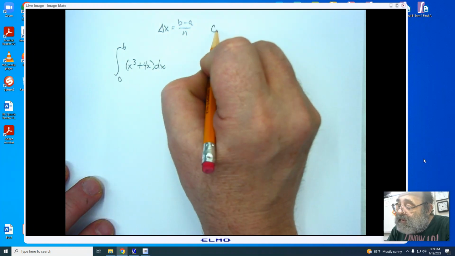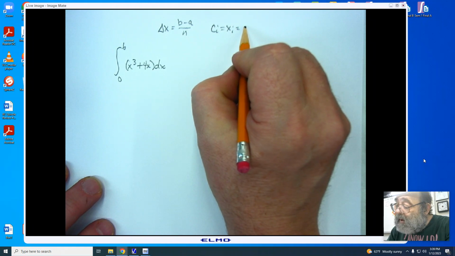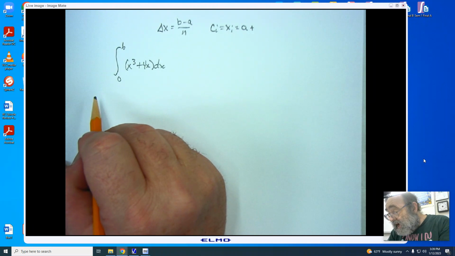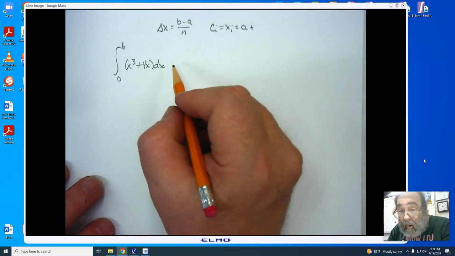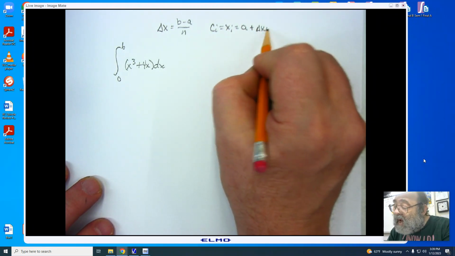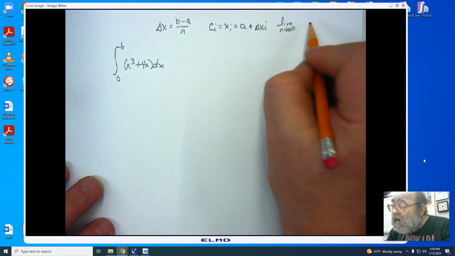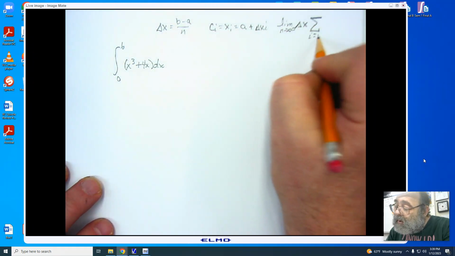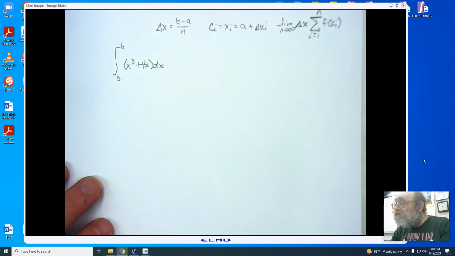We're then going to find our c sub i, or x sub i, which is the x that we'll be using. It will be the first limit of our integral, the lower limit of integration, and then we're going to multiply by delta x times i. We're then going to construct the limit as n approaches infinity for delta x multiplied by the summation as i goes from 1 to n of f of c sub i.